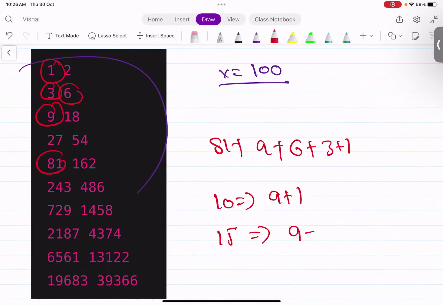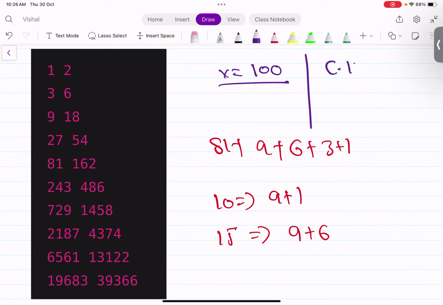Yes, I can simply say 9 plus 6, 15 is represented. Any number can be represented, you can check by yourself. Any number can be represented by these numbers only, is that right? And what is this? It is simply the term c into 3 power k, that's it. Nothing more than that.